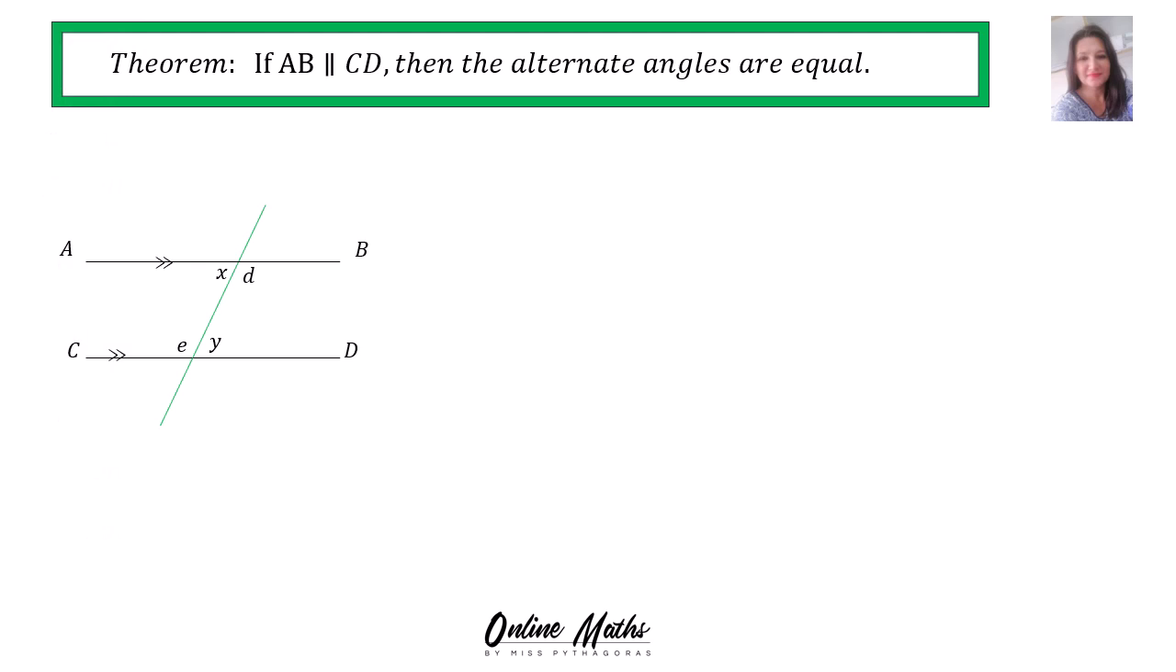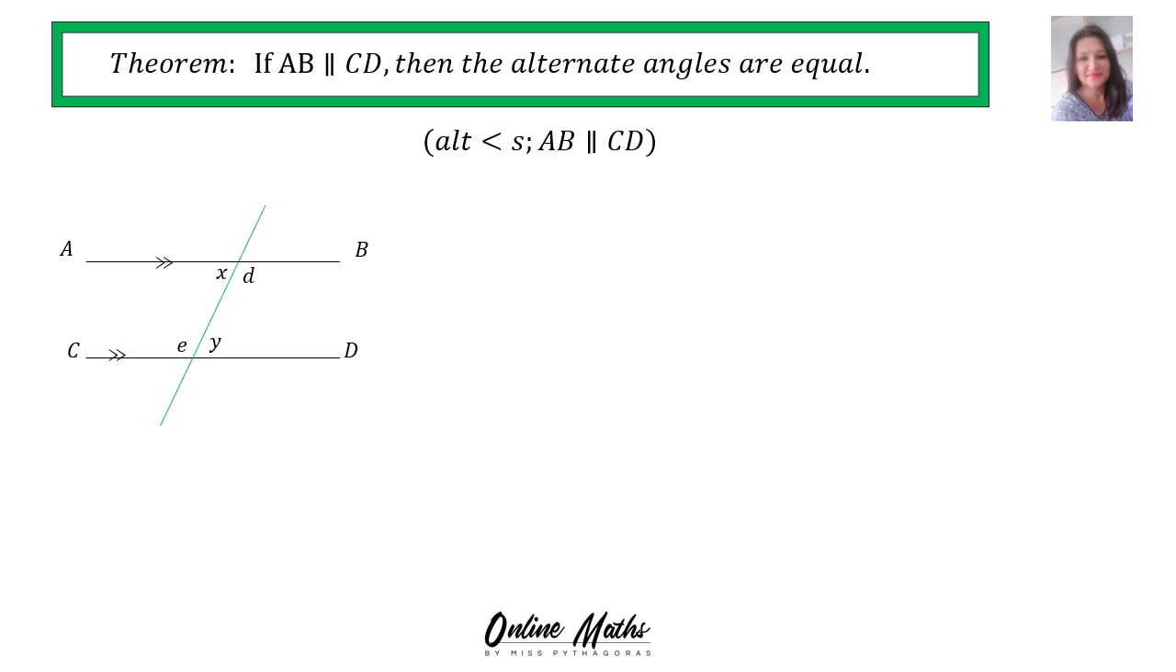The first theorem on parallel lines states, if AB is parallel to CD, then the alternate angles are equal. And then the abbreviation that you may use in your exam will be alt angles equal, and then we always state which lines are parallel. AB parallel to CD in this case.